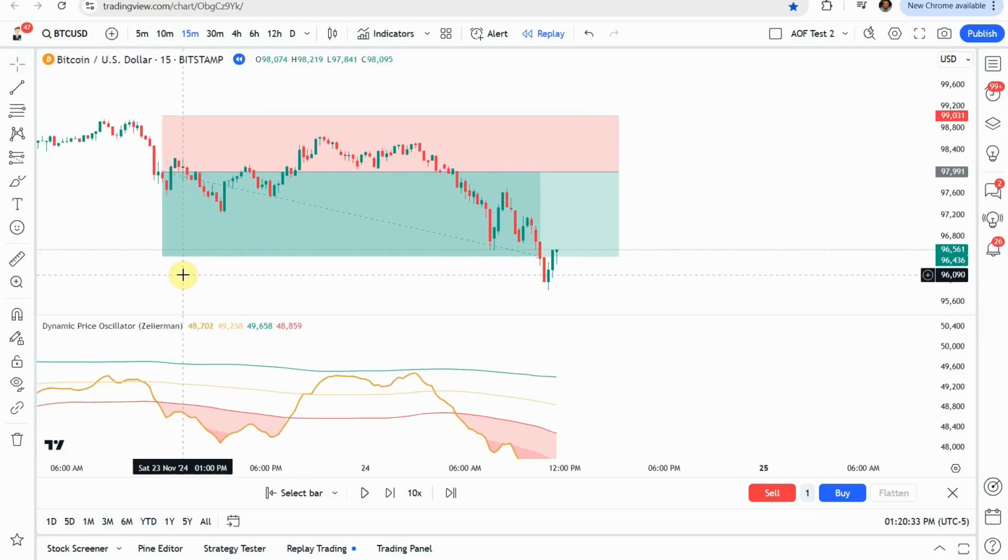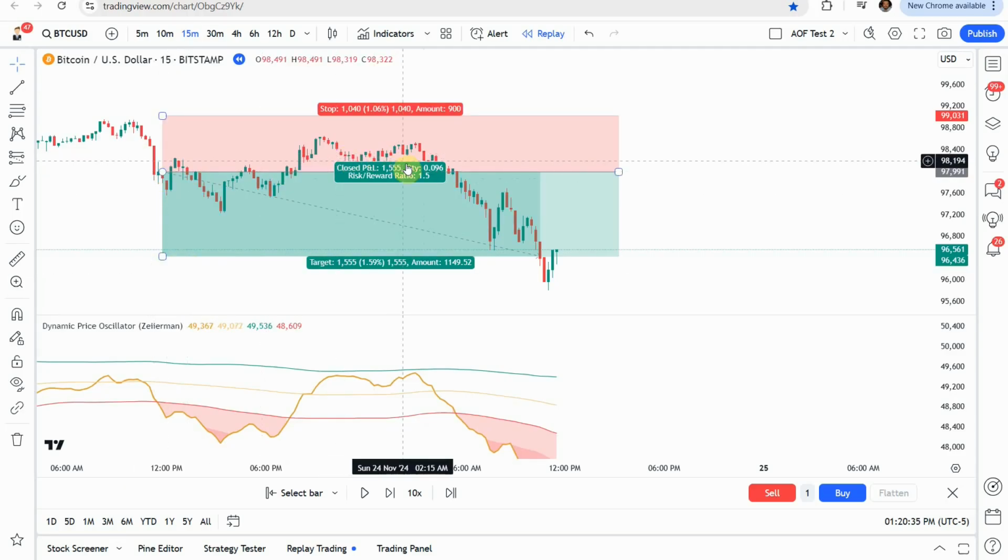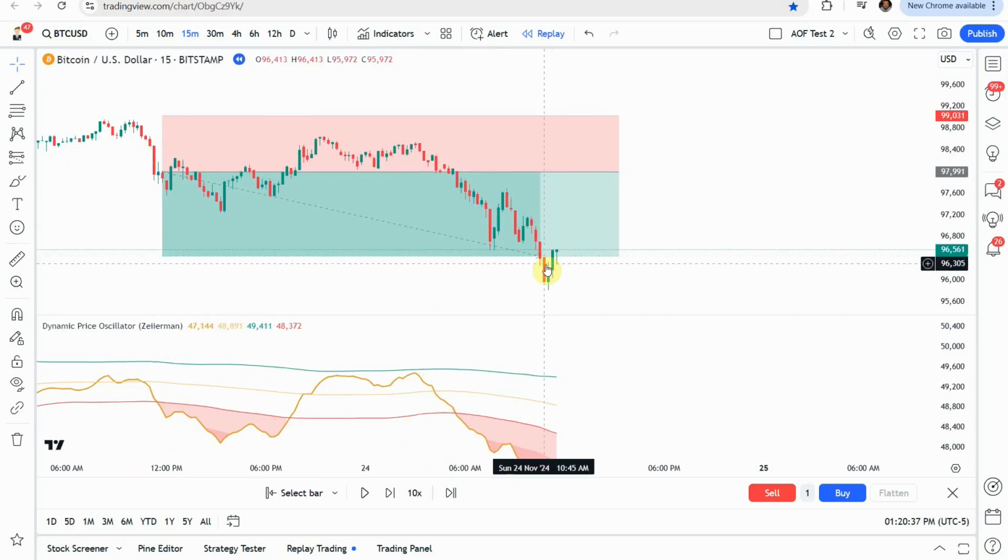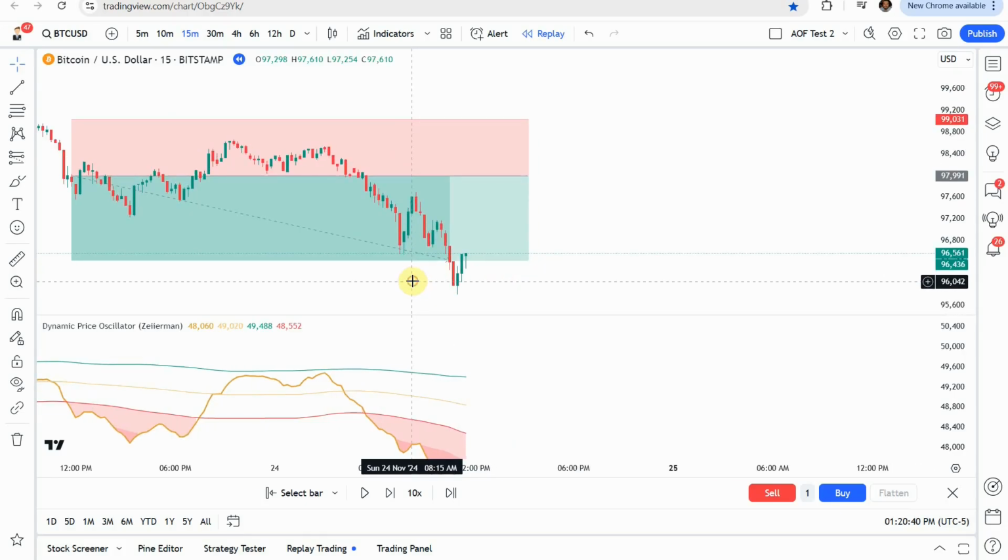Went ahead and jumped forward on this one because it did take just a little bit longer than the other one to eventually come down, hit our take profit right here. Alright, so that puts us at the end of the testing right there.